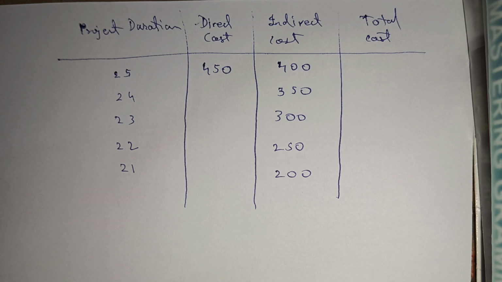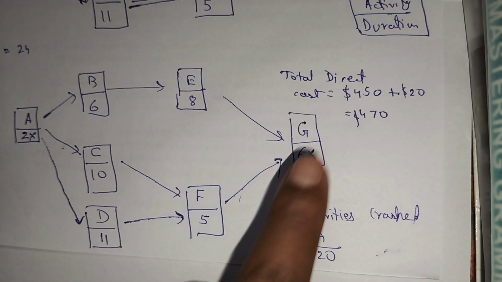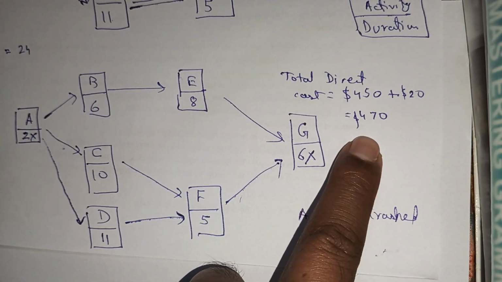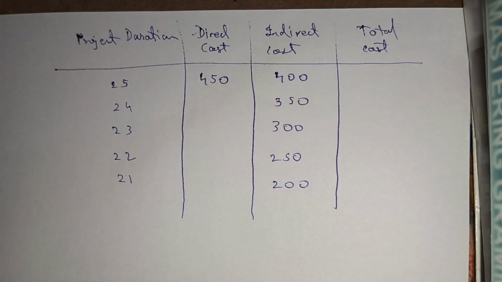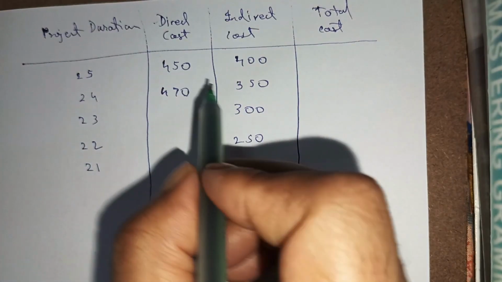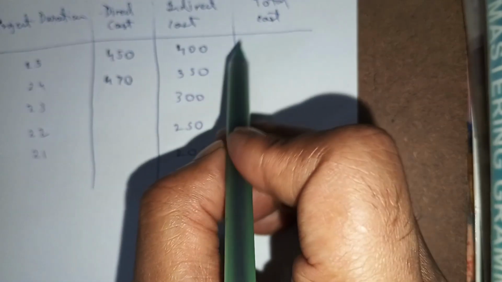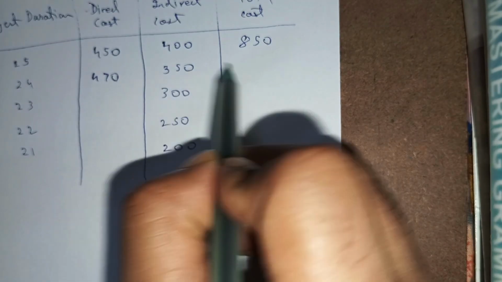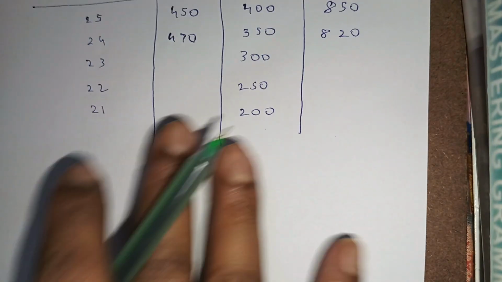Now moving ahead, for 24 days we have already calculated from here. The total direct cost has increased by $20. Now it is $470. So we'll plot and write that here. Okay, so what's the total cost for these 25 days? We just need to add these two. It is $850, and 470 plus 350 is 820. Okay, so we will keep filling this table as we complete the network diagram.